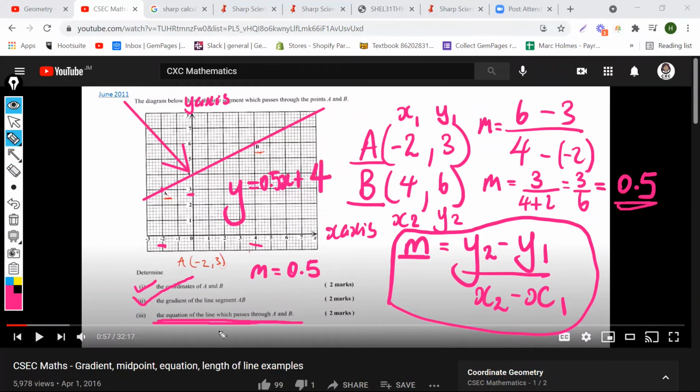So they ask you, what's the equation of the line? The equation of the line is y is equal to 0.5x plus 4. And I got 6 marks. 6 marks, just like that? Yep. All I have to do is know the formulas. 6 marks, guys. So you see, it's not too hard. Manageable.